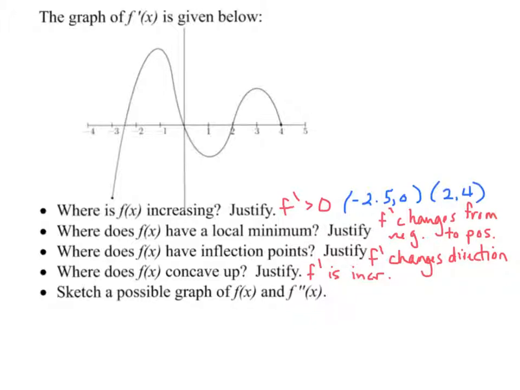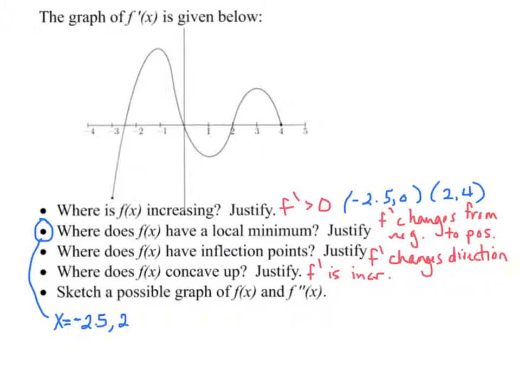A local minimum is when the derivative changes from negative to positive. That looks like that happens at negative 2.5 and positive 2. I'm going to have trouble fitting that in here. Let me make a circle here. I'll go down. It's at x equals negative 2.5 and x equals 2.